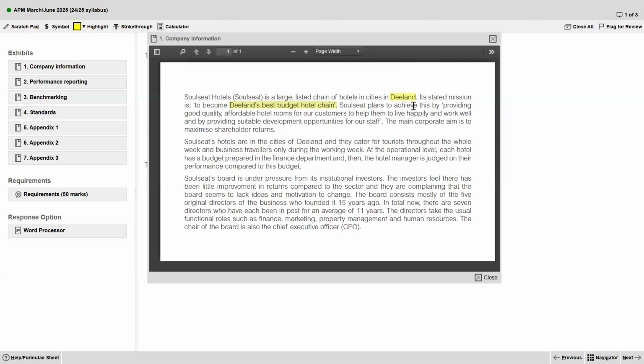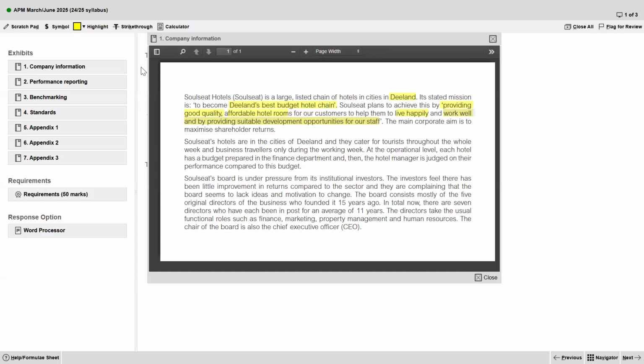Soulseed plans to achieve this by providing good quality. What do they want to provide? They want to provide good quality, affordable hotel rooms for our customers to help them live happily and work well, and by providing suitable development opportunities for staff. So they've got multiple aims and multiple goals and objectives through which they want to achieve these objectives.